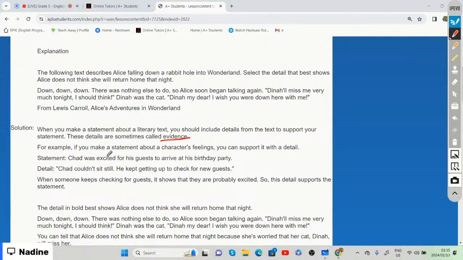For example, if you make a statement about a character's feelings, you can support it with a detail from the text. Chad was excited for his guests to arrive for his birthday party. And Chad couldn't sit still. He kept getting up to check for new guests. So it means that he was excited. He wanted to know when the guests are coming so he can blow his candles. Yeah, and go home.